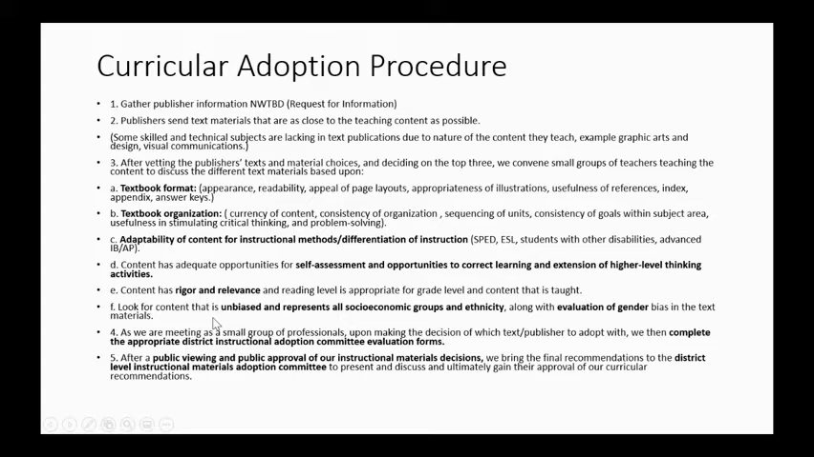As we are meeting as a small group of professionals, upon making the decision of which text and publisher to adopt with, we then complete the appropriate district instructional adoption committee forms. Later in the presentation, I will show you the documentation of the forms we used in our curricular vetting of the materials. After a public viewing and public approval of our instructional materials decisions, we bring the final recommendations to the district level instructional materials adoption committee to present and discuss and ultimately gain their approval of our curricular recommendations.